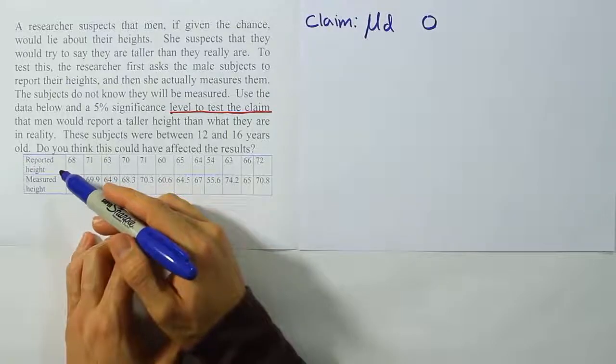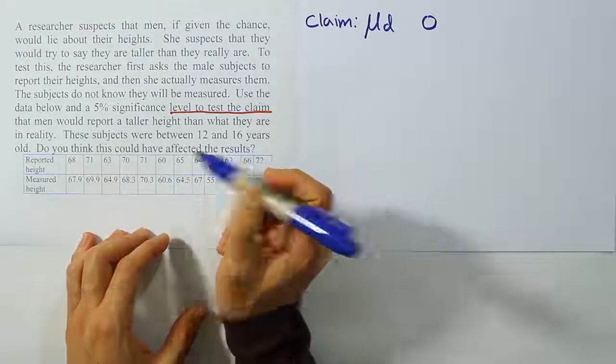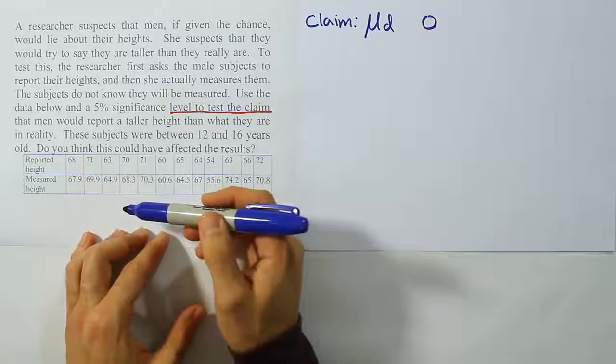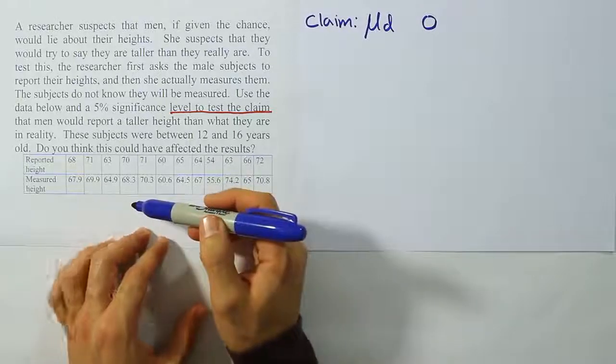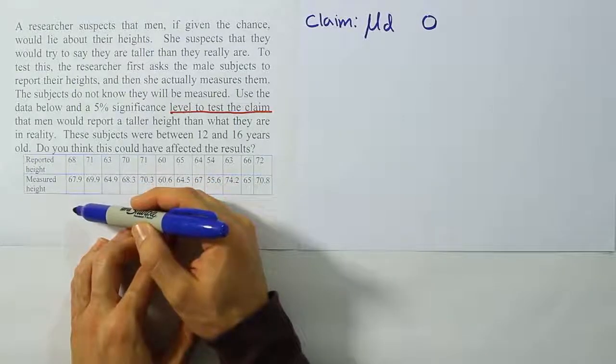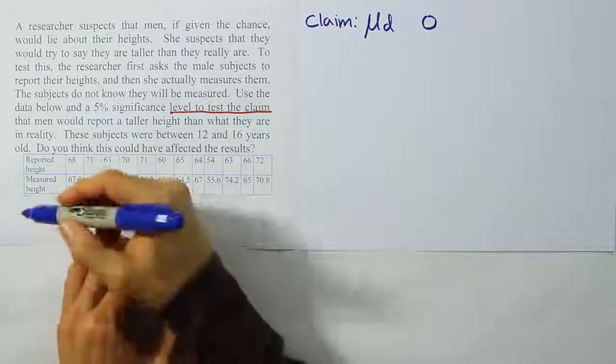If all the men, for example, were to behave as this researcher believes, which is to say that they would say they're taller than they really are, then these reported heights would be bigger than the measured heights. And when you do the subtraction, you're going to end up with a positive set of numbers, right? Because if this number is bigger than this number, when you subtract it, you'll get a positive result. And that means that the total bottom row here, the differences, would all be positive.